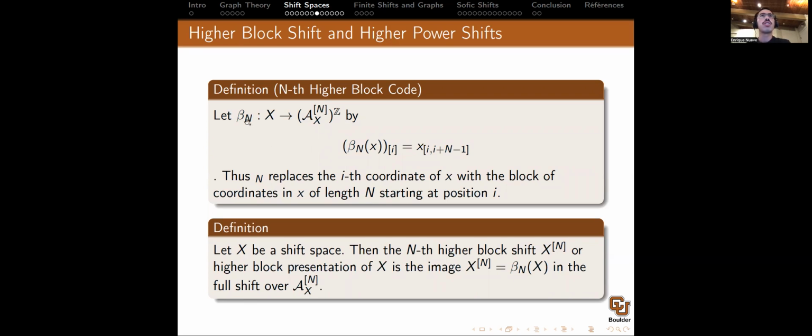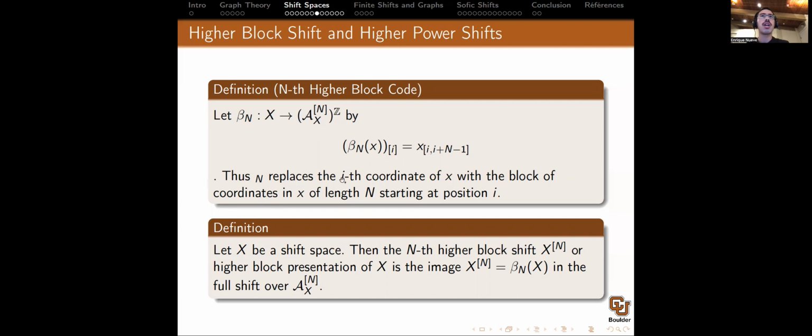Well, an nth higher block code is just a mapping from your shift space to a new shift space where you replace symbols within the original shift space with different symbols, concatenations of n-length symbols from the original space. It's a bit of a mouthful, but hopefully we can carry on with this as a description.